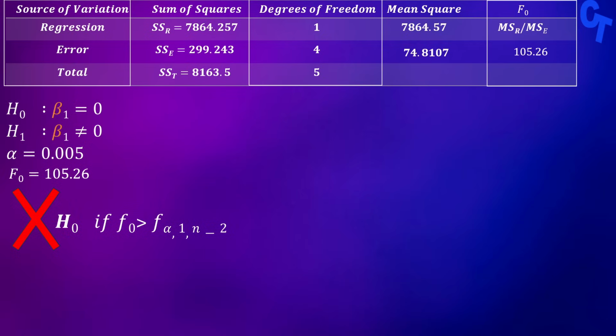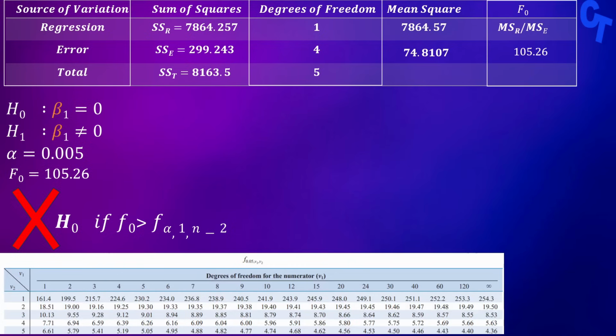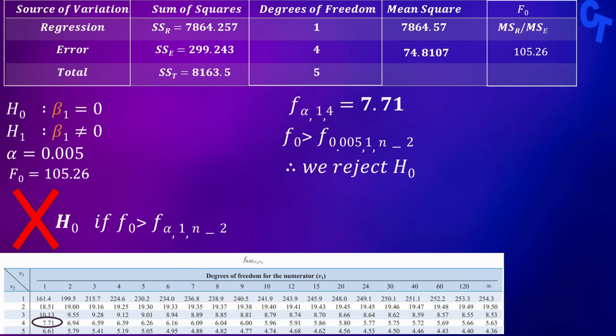Now let's look at our F distribution table. We want the intersection of 1 and 4, and make sure that alpha is 0.005. The answer we get is 7.71, which is less than F naught. This means we have enough evidence to reject the null hypothesis, meaning there is a relationship between y and x.